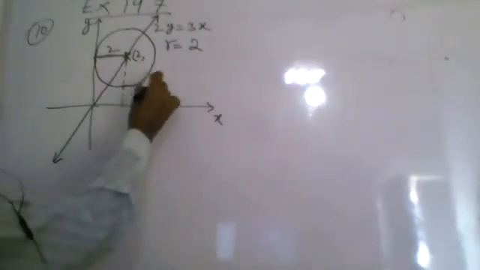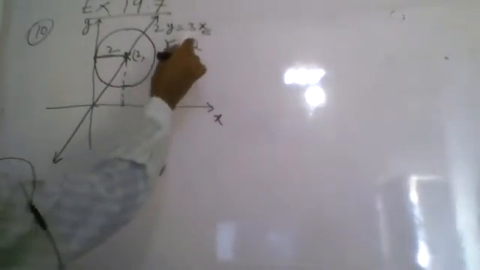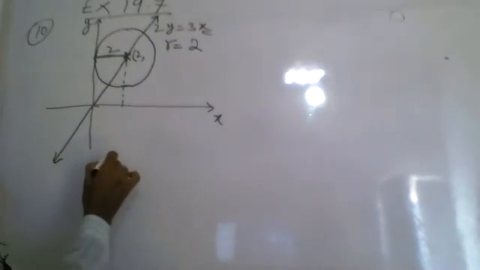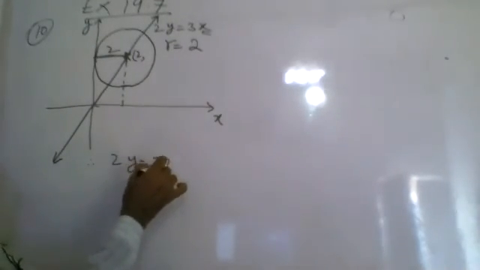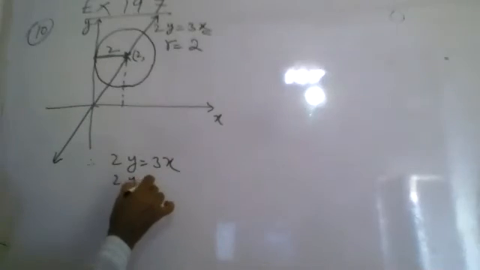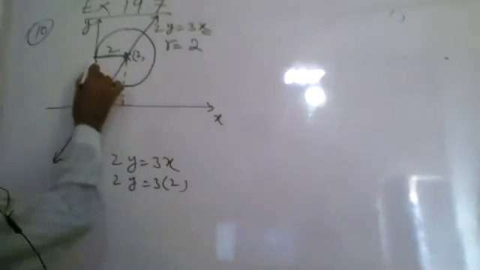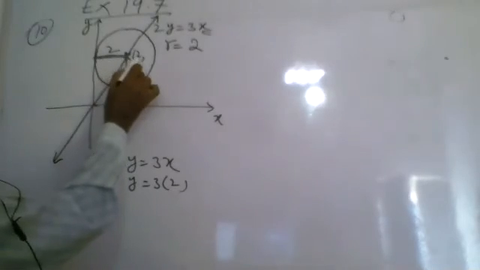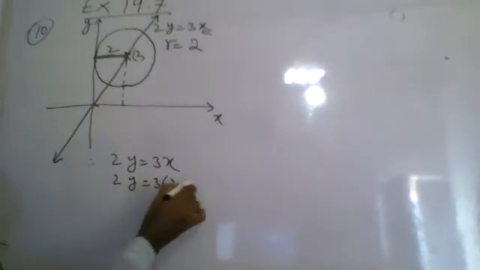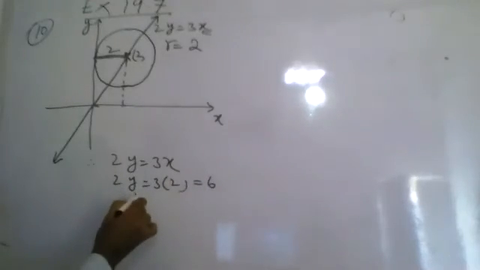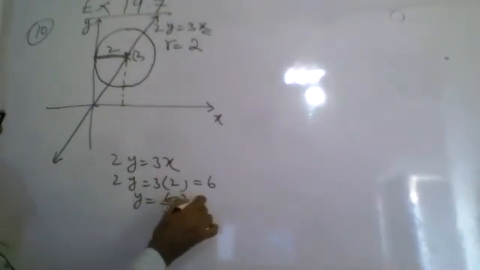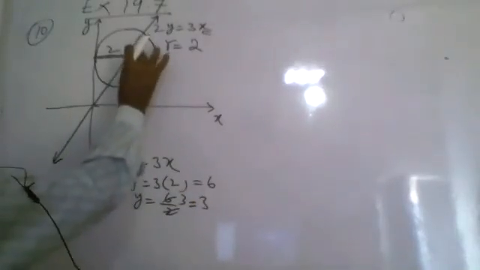We can find the y coordinate, put x is equal to 2 over there. So 2y is equal to 3x. So 2y will be equal to 3 into 2. This is the x from here to here. X is 2. Y will be equal to 6 over 2. So y coordinate will be 3.